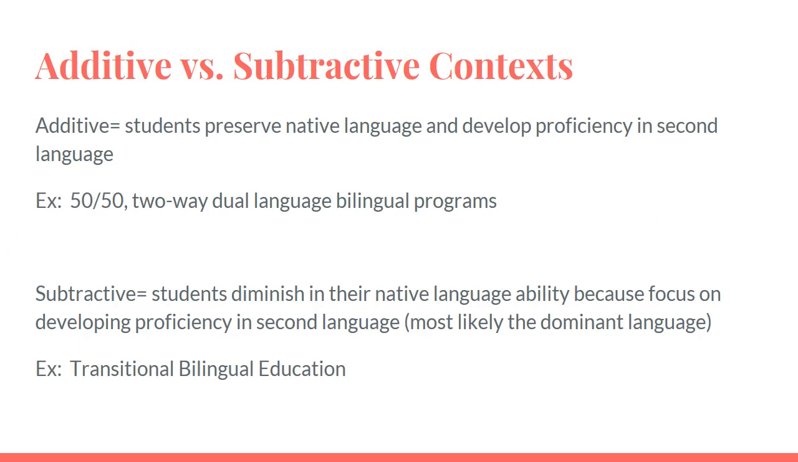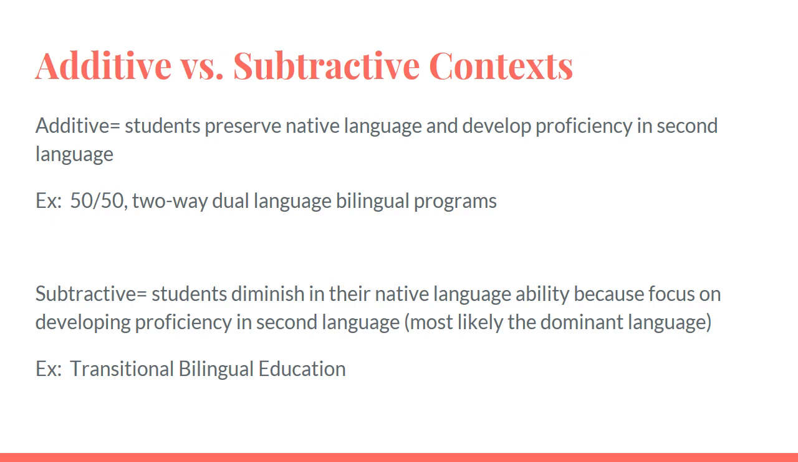Let's discuss the idea of additive context versus subtractive context. An additive language context is when, just like in math terms, something is growing, and the quantity that's growing is the language ability. In this case, it's the language ability in the second language and the first language. So in an additive context, the person keeps their native language, they maintain that, and they grow in their second language. This is normally viewed as a more positive context.